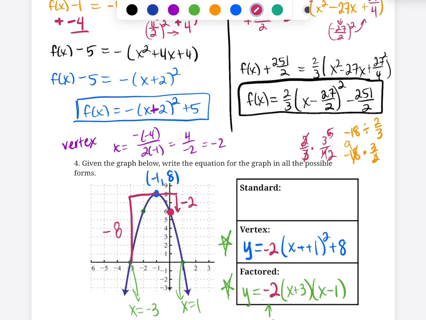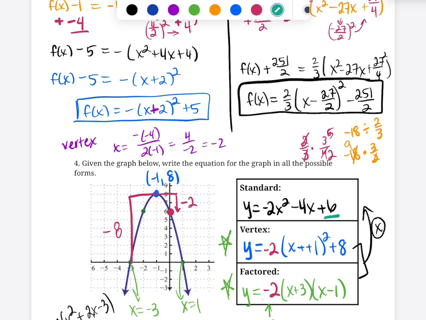And no, it's not really a guess. We know that if the parent function is changed, is dilated, that's our a value. Okay, and then we would just multiply. We would take either of these equations and multiply them out to figure out what your standard form is. So I'm going to take factored form, and I'm going to say we've got y equals negative 2 times x squared plus 2x minus 3. So that means we have y equals negative 2x squared minus 4x plus 6. Okay, and notice I got 6 at the end. 6 is my y-intercept. That should at least check out, all right? It's a good way to check and make sure you did your math right.